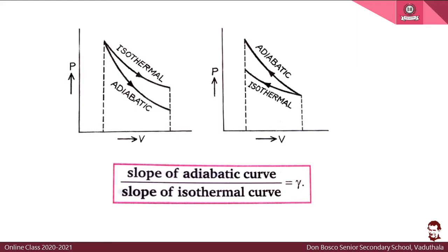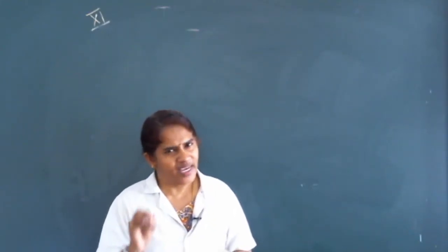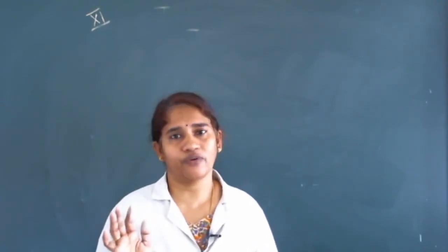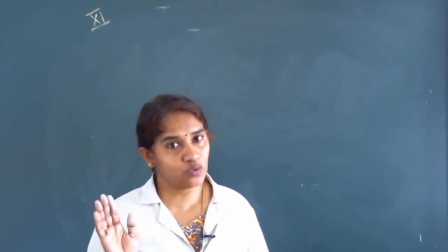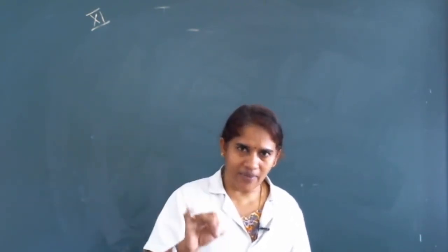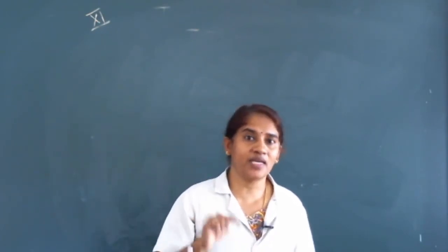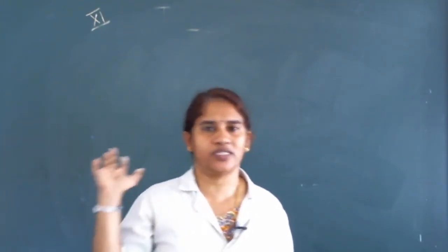So gamma is either Cp by Cv, the specific heat capacity at constant pressure to constant volume, or the slope of these curves, adiabatic to isothermal. About gamma it's clear, gamma is a constant, easy to remember, its value is 1.4. Cp by Cv is equal to 1.4. So for isothermal, temperature is constant; for adiabatic, temperature is varying. Isothermal: PV is constant. Adiabatic: PV raised to gamma is constant.